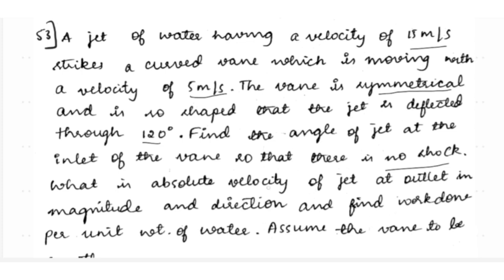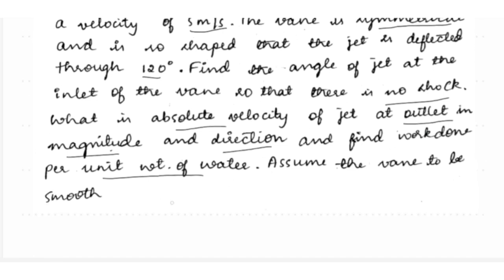What is absolute velocity of jet at outlet in magnitude and direction? And find work done per unit weight of water, and assume the vane to be smooth. So this is what they have given in the question. So we have to calculate the guide blade angles at inlet as well as outlet, and also you have to calculate what is the absolute velocity of jet at outlet, that is nothing but V2.